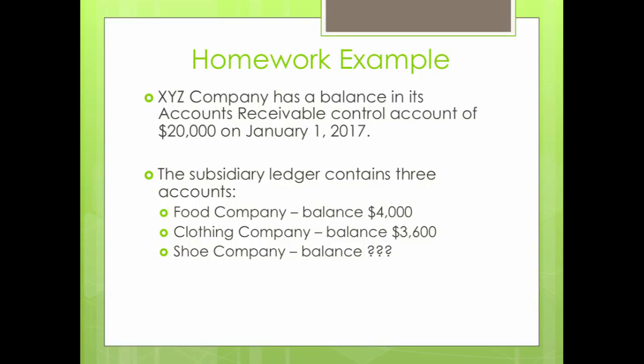So we have X, Y, and Z company that has a balance in its accounts receivable control account of $20,000 on January 1st, 2017. The subsidiary ledger contains 3 accounts: food company with a balance of $4,000, clothing company with a balance of $3,600, and the shoe company, we don't have a balance. But we should be easily able to determine that because we know that the total on the accounts receivable is $20,000 between these 3 companies.